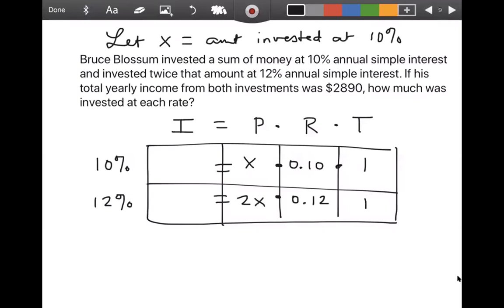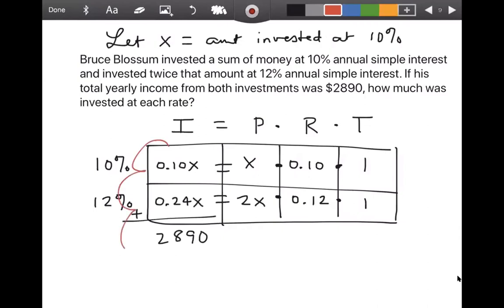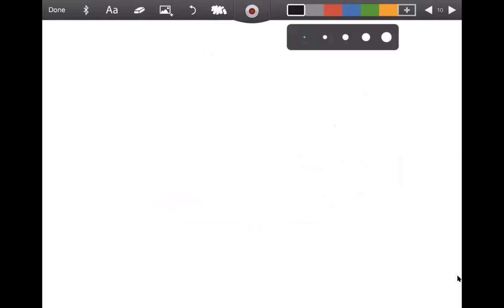And that will help us figure out how to fill in the interest boxes. So the interest earned from the 10% account would be X times 0.1 times 1, which is 0.1X. And in the other account is 2X times 0.12, which is 0.24X. And those two amounts have to add up to $2,890. So you see my equation right here. Go ahead and solve that. That's an easy one to solve.